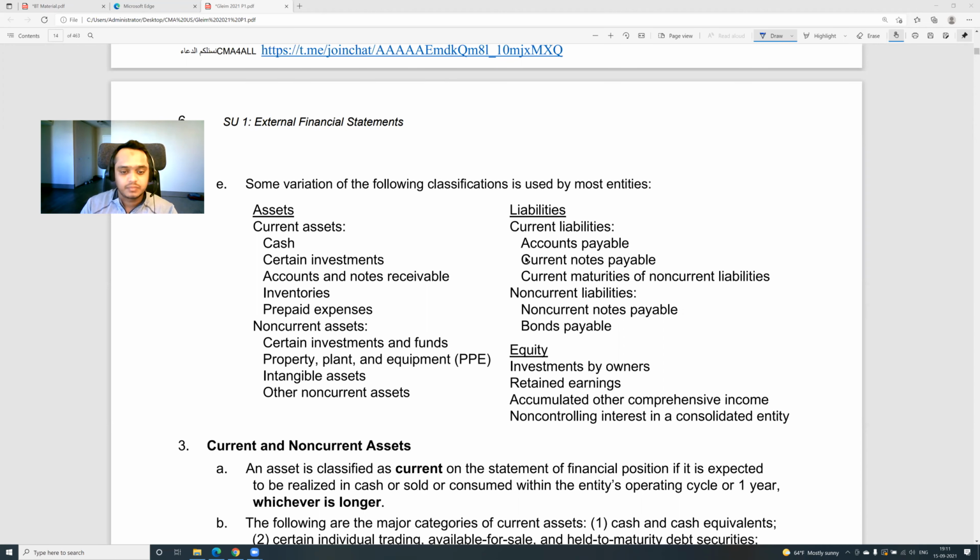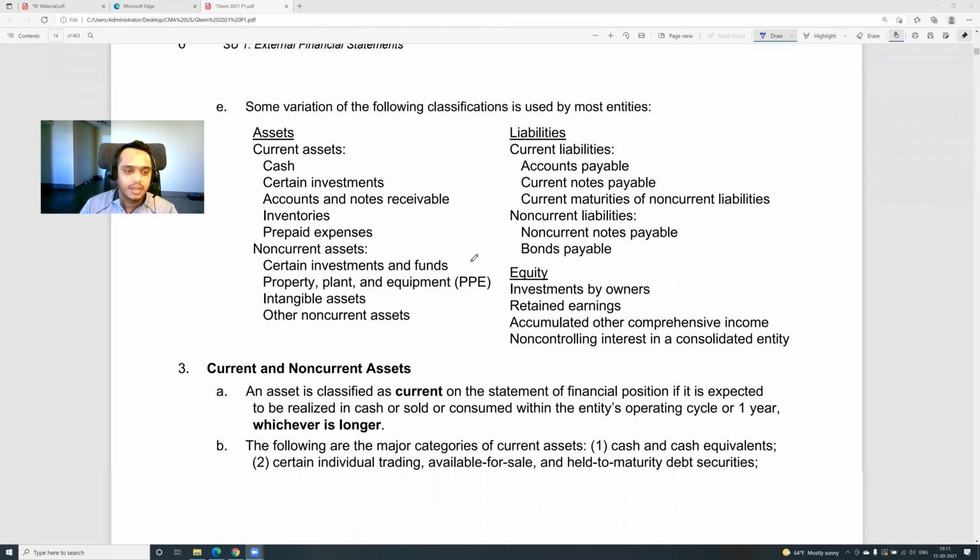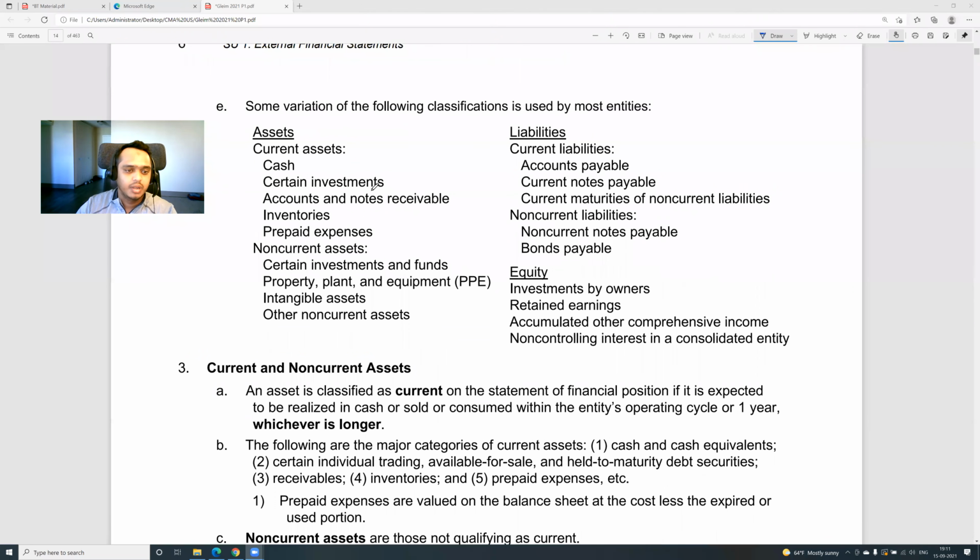Now moving forward, you can see under the current assets: cash, certain investments, accounts and notes receivable, inventories, and prepaid expenses. Whereas in the non-current assets, there are certain investments and funds. Non-current assets are something you have made an investment for, or something which is going to give you a probable future economic benefit for more than a year.